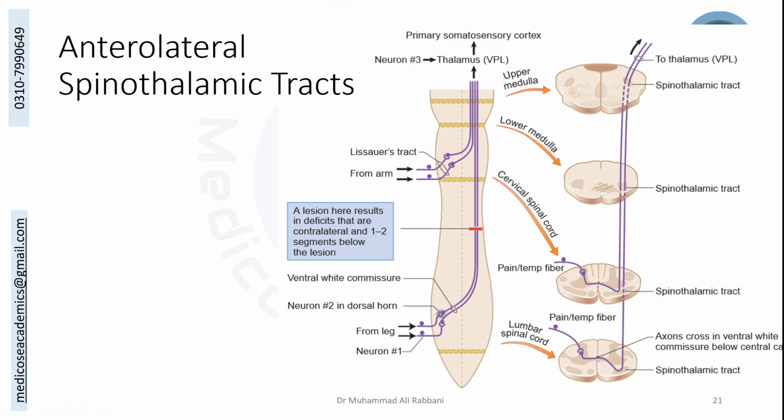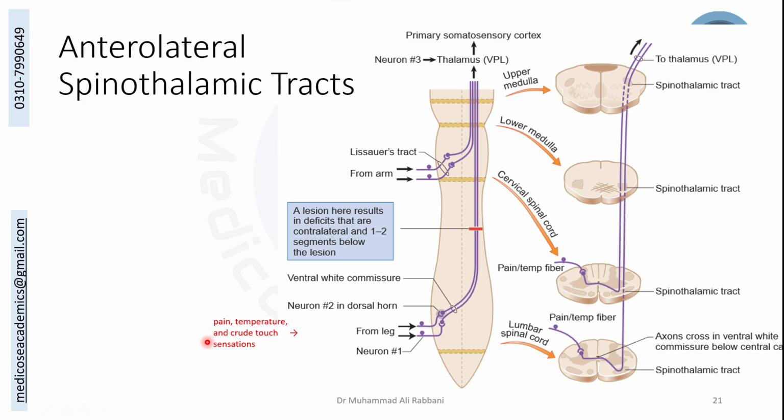So let us start. Remember the basic rule. There are three order neurons. The first one gets the signal from outside, ending on the same side. The second one crosses the midline, and the third one goes from the thalamus going up. So we will be following the same information.